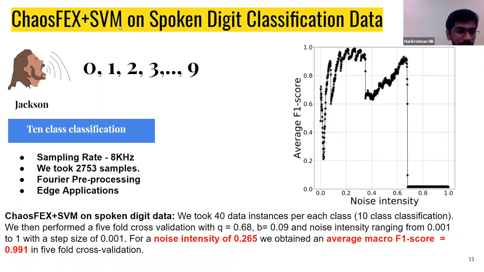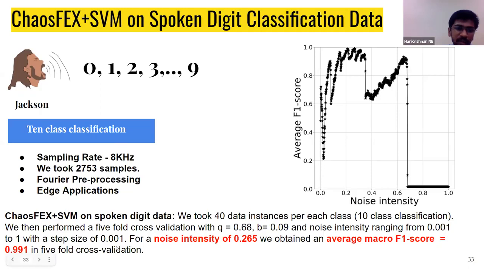Again, we can see that for Q equal to 0.68, Q equal to 0.09, and noise intensity ranging from 0.001 to 1 with a step size of 0.001, for a noise intensity of 0.0265, we obtained an average macro F1 score of 0.99. Here we can see it in five-fold cross validation.